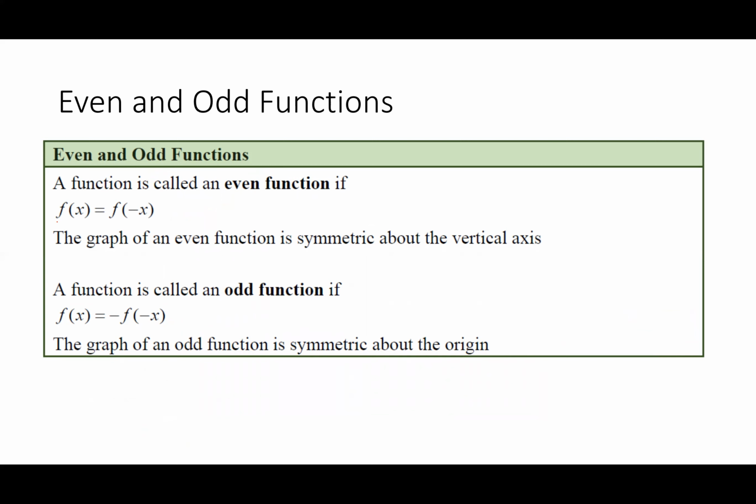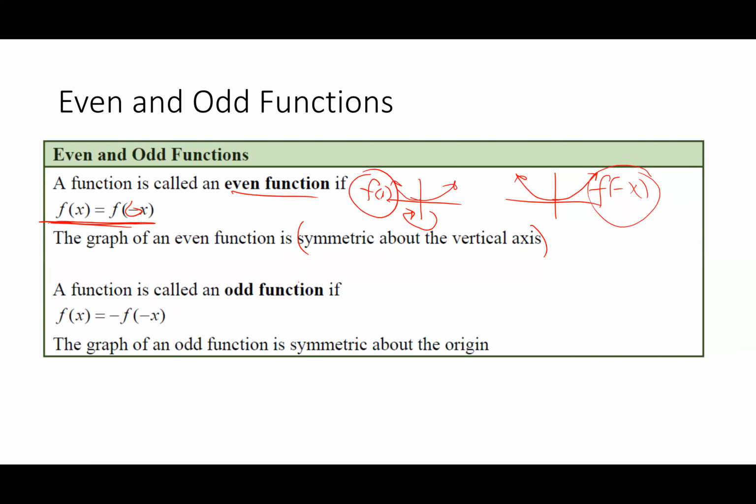A function is even if this relationship happens. What this basically means is the function is symmetric about the vertical axis. And what I'm actually talking about here is, let's suppose f of x was something like this, just as a frame of reference. Let's suppose this was f of x. What f of negative x means is I reflect this thing about the y-axis. Well, if I took this graph and reflected it about the y-axis, I've changed absolutely nothing about it. So when these things are actually the same, this is what we call an even function.